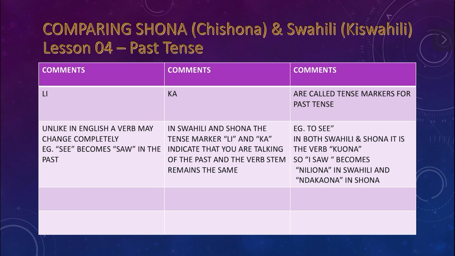In Swahili, li is ka in Shona. Li and ka are called tense markers. Let's give an example. Unlike in English, where a verb may change completely, for example, see becomes saw in the past tense, in Swahili and Shona, the tense marker li and ka indicate that you are talking of the past and the verb stem remains the same.